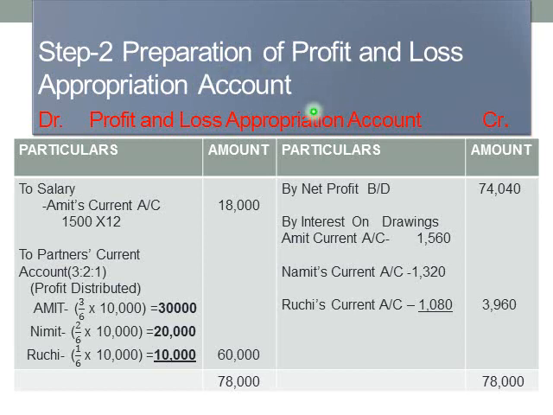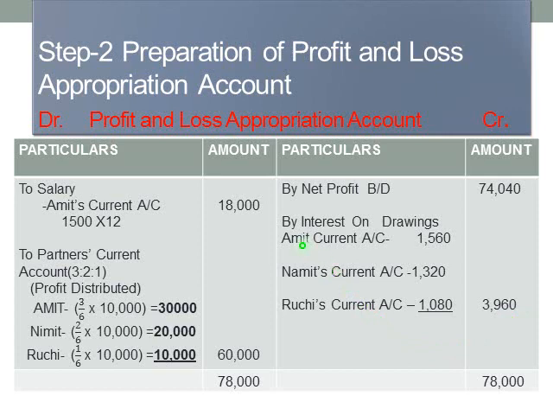Now let us prepare profit and loss appropriation account. You know, on debit side we'll show all the appropriation and on the credit side we'll be showing net profit. So this is the net profit earned by the firm, 74,040. We are giving salary, annual salary of Amit will be 18,000 and thereafter interest on drawing as we calculated in the previous slide. Amit's interest on drawing is 1560, Namit's interest on drawing 1320 and Ruchi's interest on drawing is 1080 and the total of these three will be 3960.